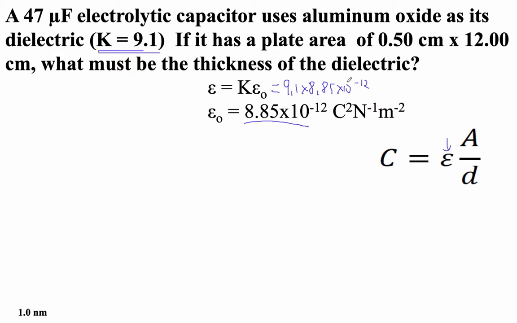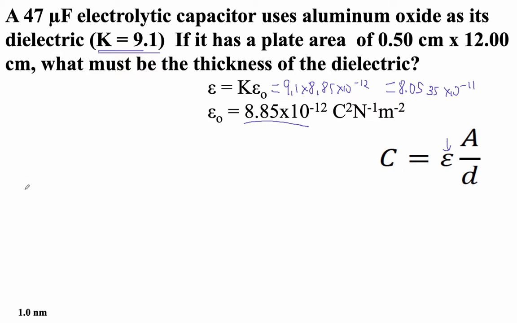So that's the first thing. So let's figure that out. 9.1 times 8.85 e minus 12. That's going to be 8.0535 times 10 to the minus 11th is what we'll use for that, right? Okay, so let's see. So we want to know the D. We're going to solve for D.